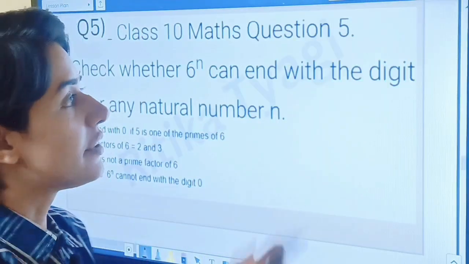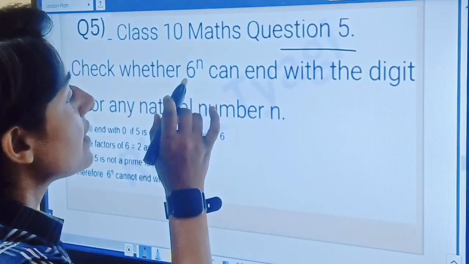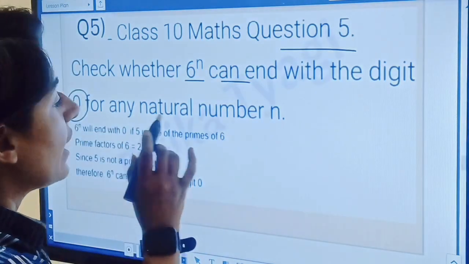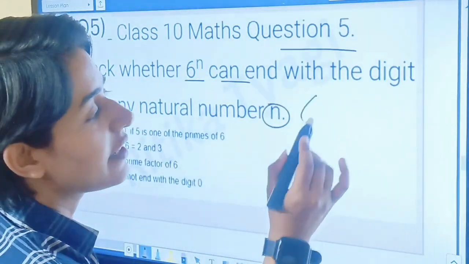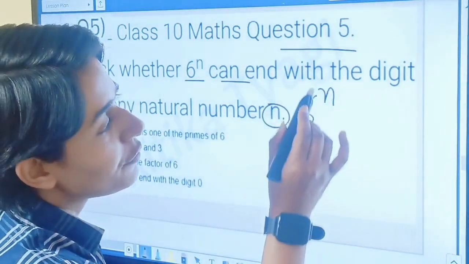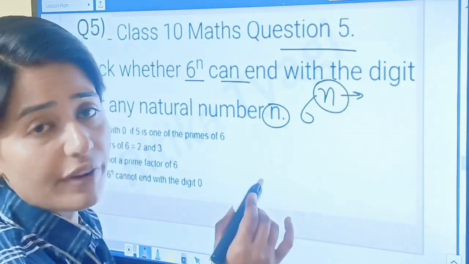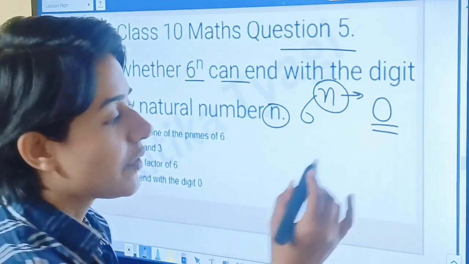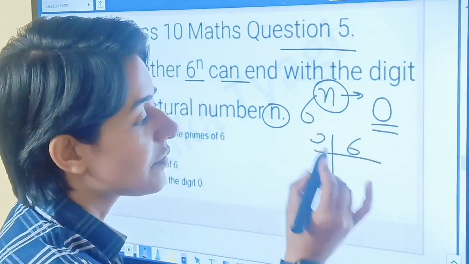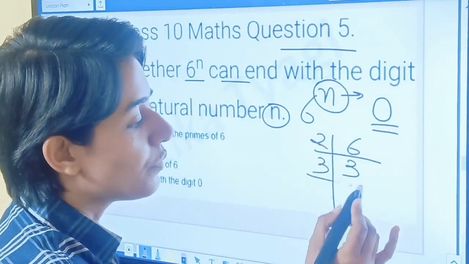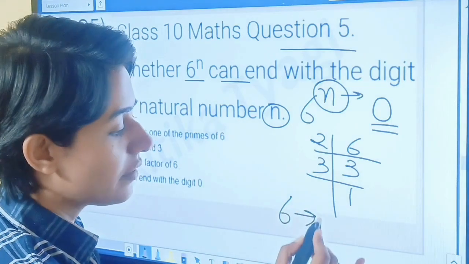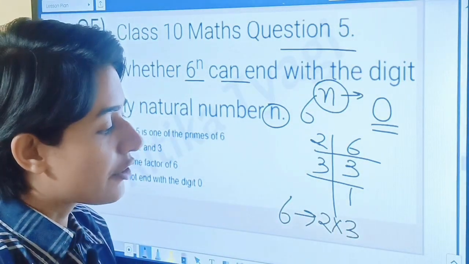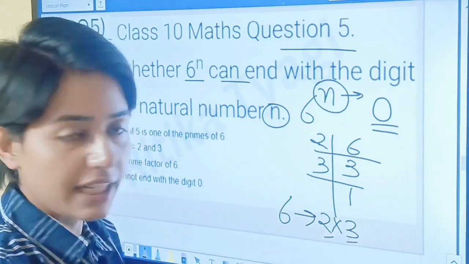Question number 5. Check whether 6 to the power n can end with the digit 0 for any natural number n. Here it is given 6 to the power n. We have to find the value of n where this number ends with 0. On factorizing 6, we get 2 and 3. Factors of 6 are 2 and 3. So we can say that in the factors of 6, there are only 2 and 3.